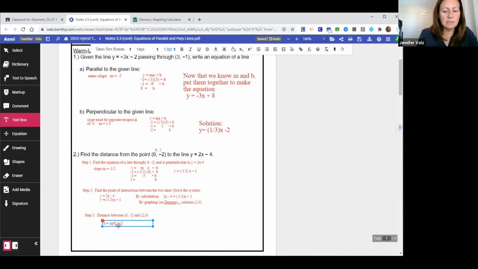So y2 minus y1 is going to be 0 minus -2, and then squared. In typing, that's a symbol for squaring, a little caret and a 2. That means raised to the power of 2. Plus, now x2 minus x1, 2 minus 6, and then raised to the power of 2. And all that is inside the square root.